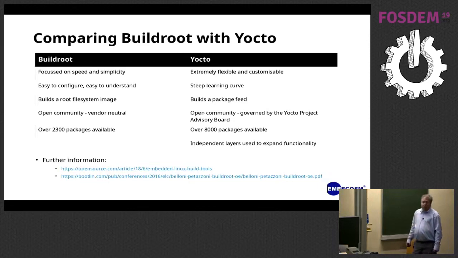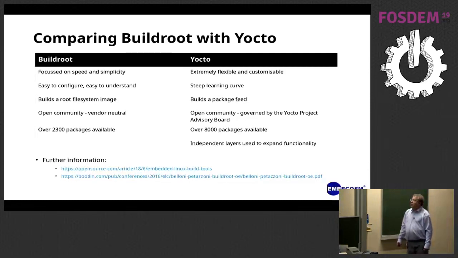Buildroot builds you a root file system image, so that will be a binary image that you could write to an SD card or put directly onto your board. Whereas Yocto is very, very flexible and customizable, which makes it quite difficult to get to grips with for a beginner in terms of the number of configuration files and settings that you can use.